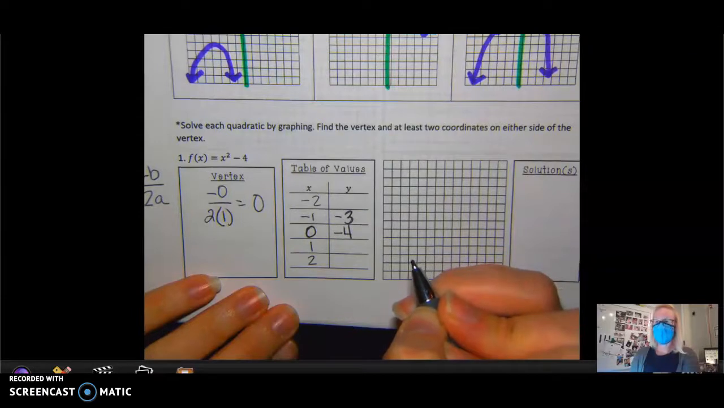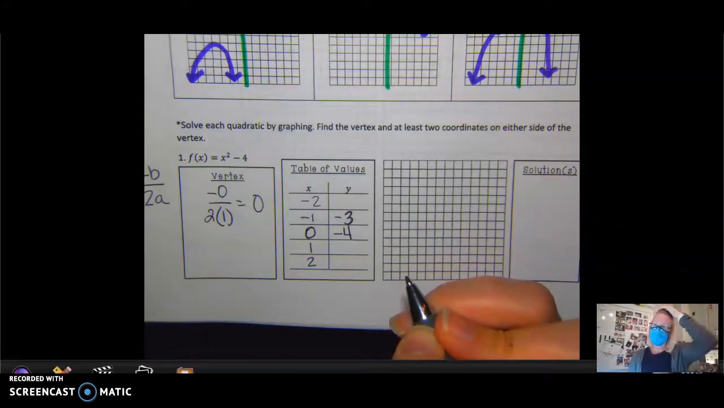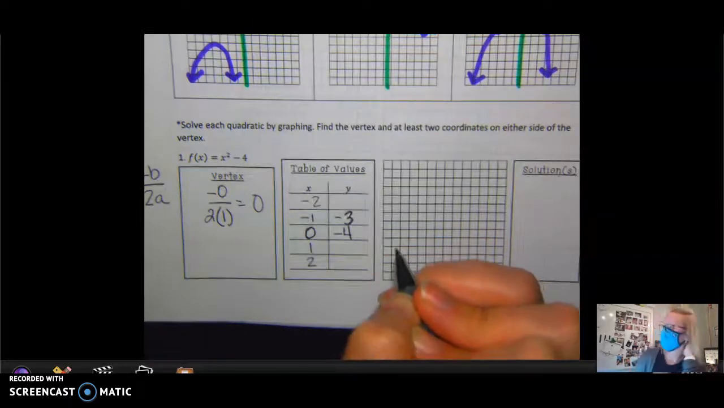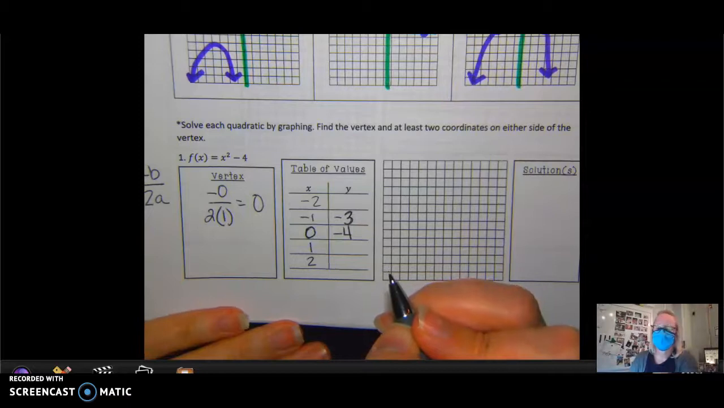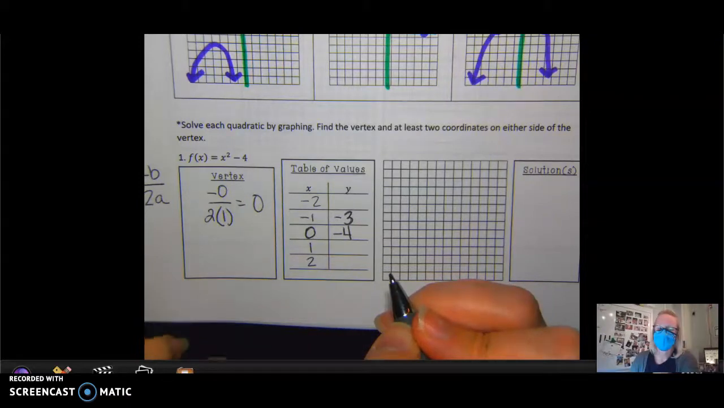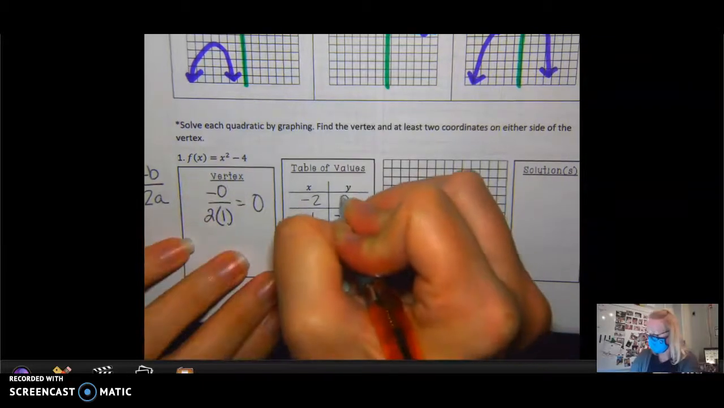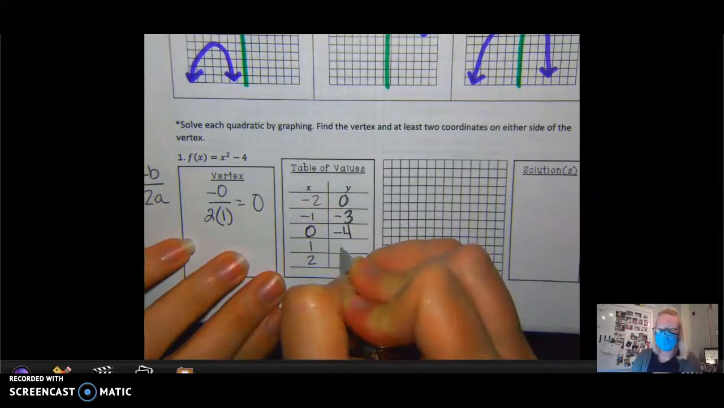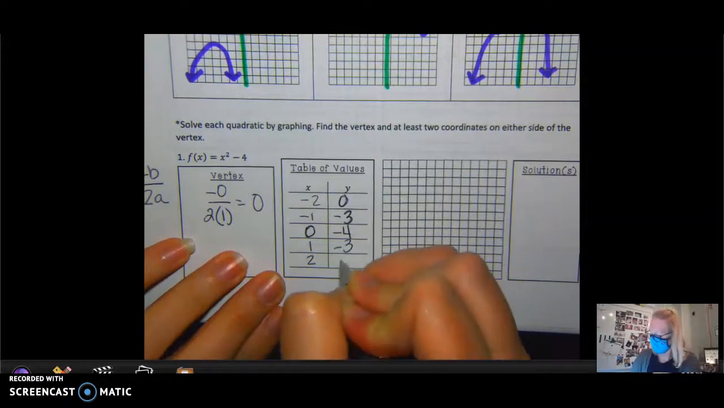What's negative 2 squared? So negative 2 times negative 2. Remember, if you're putting that into your calculator, you have to put parentheses around the negative 2. What's negative 2 times negative 2, guys? 4. What's 4 minus 4? What should 1 give me as an output? What should 2 give me as an output?